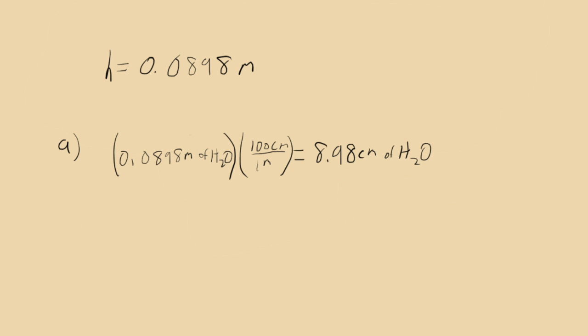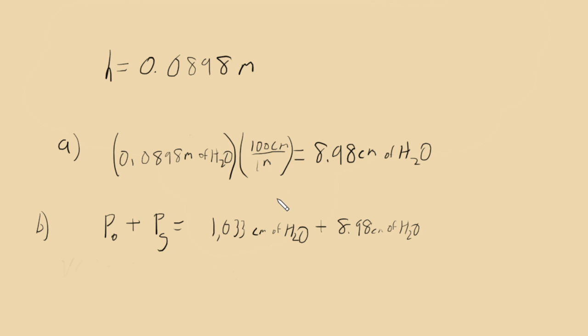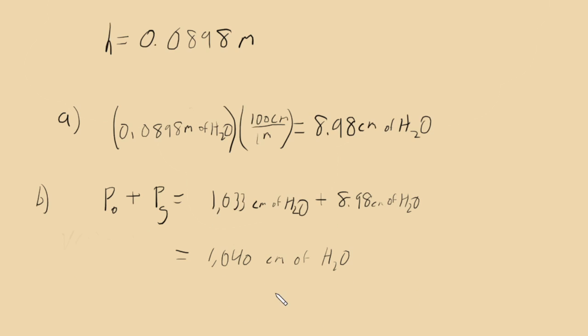And in the second part, part B, they're asking for the absolute. So this A would have been our gauge pressure. So part B is asking for our absolute pressure. And all we have to do is add our gauge pressure to our atmospheric pressure. If you look up the atmospheric pressure in centimeters of water, it's 1,033 centimeters of H2O. And then we're just adding our gauge pressure to that, which comes out to be 1,040 centimeters of H2O.